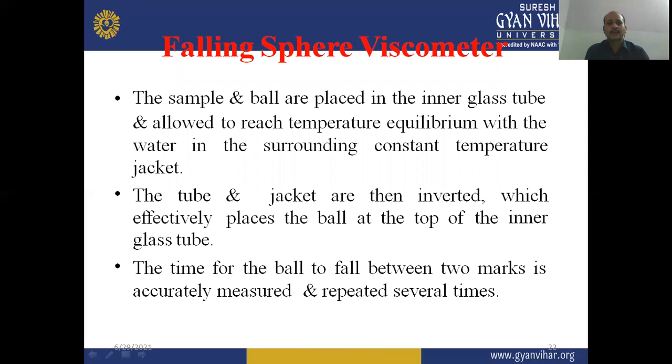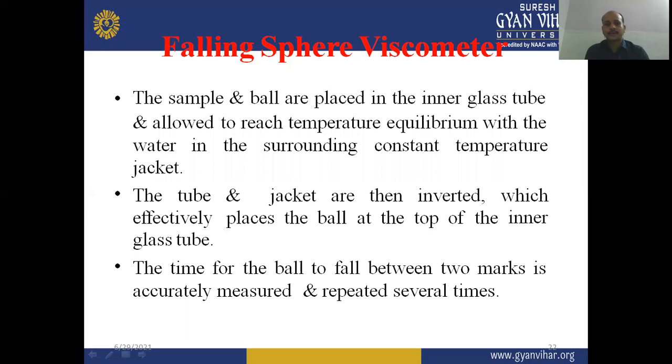So a sample and ball are placed in the inner glass tube as we see in the figure and allowed to reach temperature equilibrium with the water in the surrounding constant temperature jacket, so that it can maintain the temperature. When we flow the water surrounding this equipment, we can obtain a constant temperature. So first the sample and steel ball are placed in the inner glass tube, and then we have to maintain the temperature also.